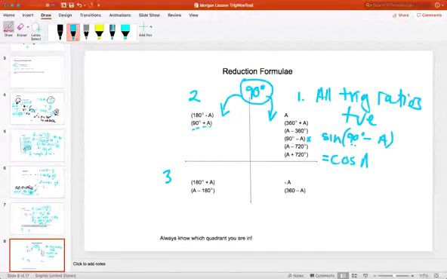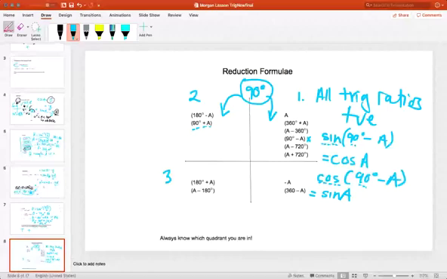And it's positive because the original ratio is positive in quadrant 1. So therefore my cos is going to be positive in quadrant 1. If I had cos of 90 minus A, same rules apply. I notice I've got a 90, which tells me Coco rule. So cos changes to sine. 90 minus A is quadrant 1, where cos is positive, and reduces to simply sine A.